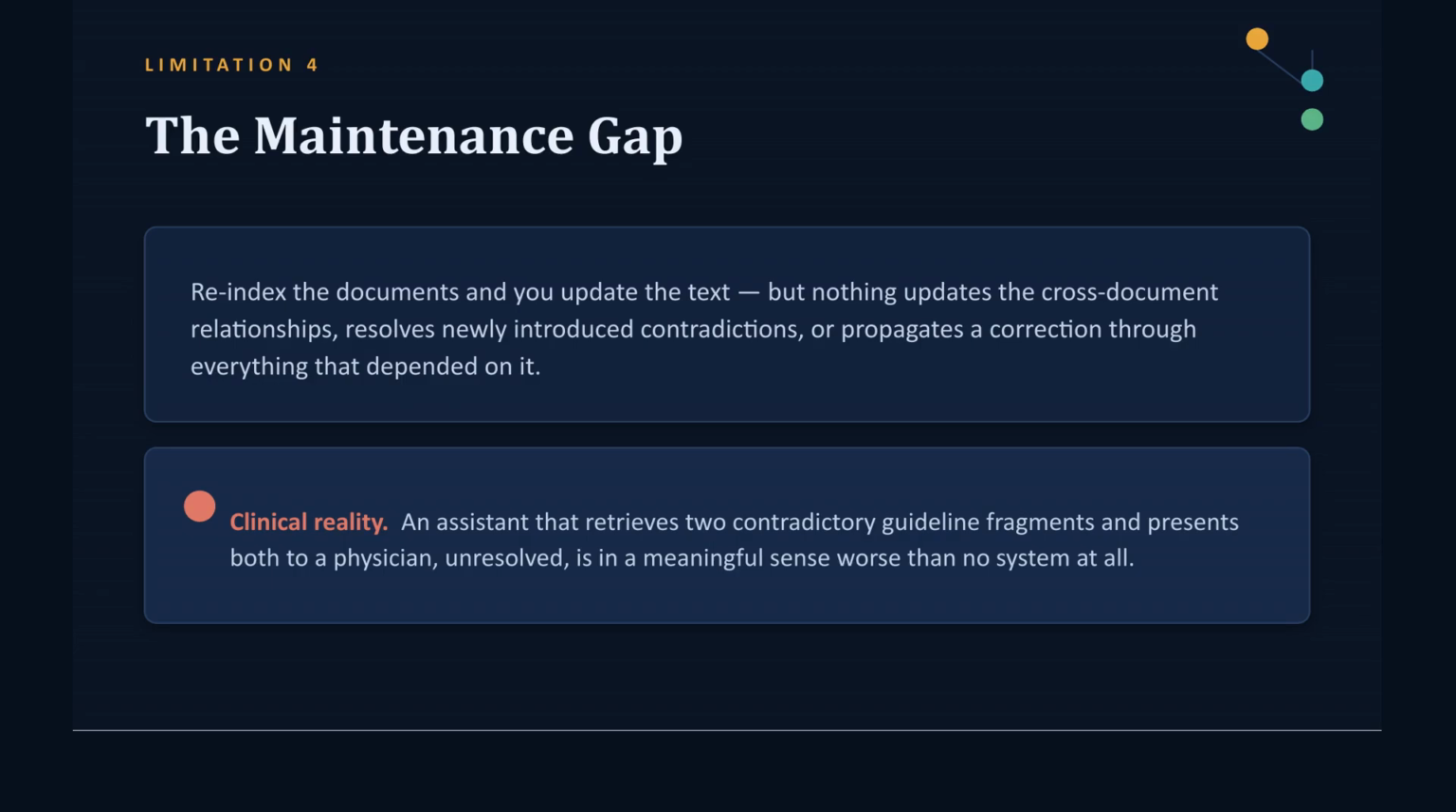The 4th limitation is the maintenance gap. As source documents evolve, you can re-index them, but nothing updates the cross-document relationships, resolves newly introduced contradictions, or propagates a correction through everything that depended on it. Consider a clinical assistant that retrieves 2 guideline fragments which contradict each other, and presents both to a physician with no resolution. In a meaningful sense, that is worse than no system at all. These 4 limitations are not edge cases, they are what practitioners hit the moment they deploy RAG in high-stakes settings.